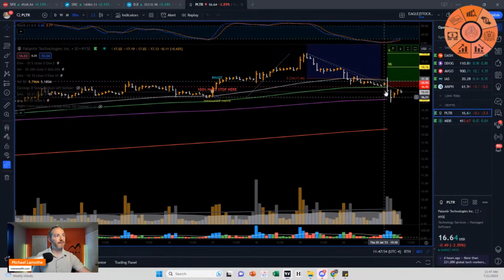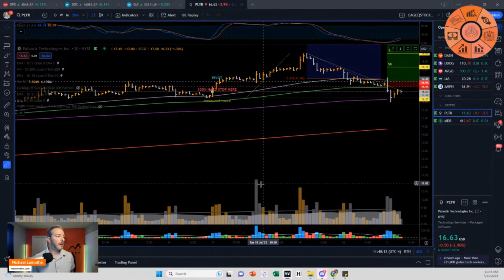Triggered the entry, fell right below the stop. I'm out. 2% loss on the trade itself, lost 0.15% of capital, and that one didn't work out.